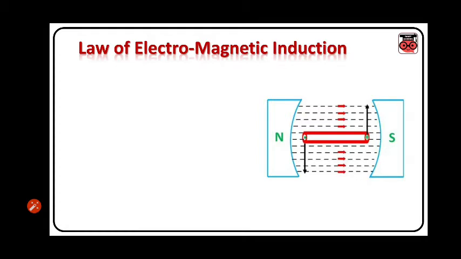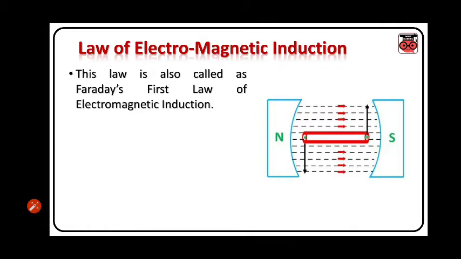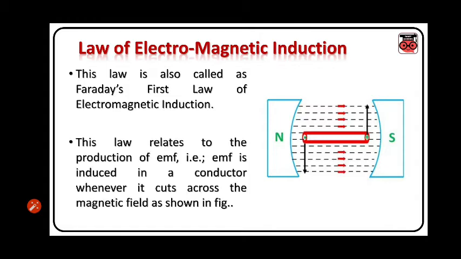Law of electromagnetic induction. This law is also called Faraday's first law of electromagnetic induction. This law relates to the production of EMF. EMF is induced in a conductor whenever it cuts across the magnetic field, as shown in figure.